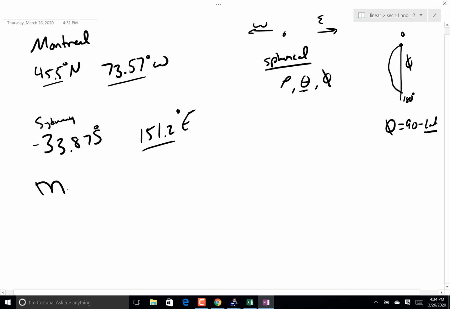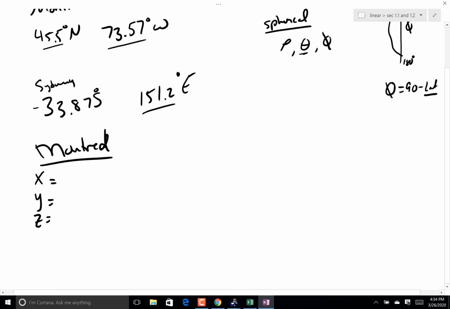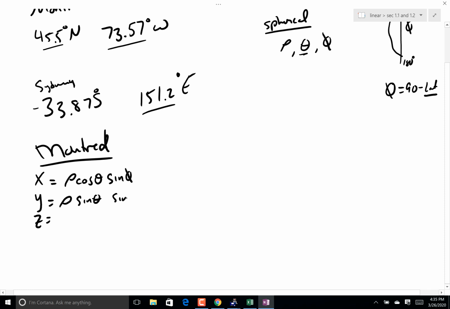So for Montreal, we can actually take this and get an x, a y, and a z coordinate. That is, put them in rectangular coordinate format, which is what I want to do. If it's been a while for you, it goes like this. And that's what it's going to be.